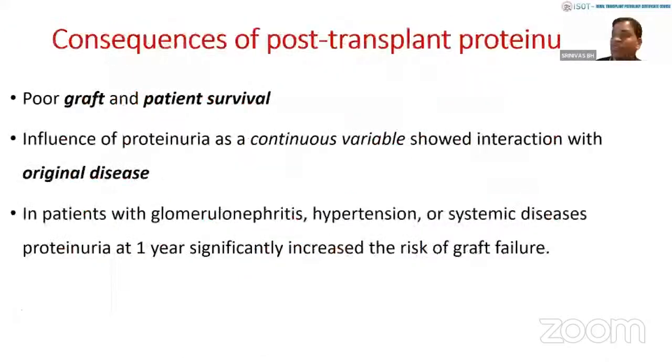There is also an influence of proteinuria showing interaction with the original disease. In patients with glomerulonephritis, hypertension, or systemic disease, proteinuria at 1 year systematically increases the risk of graft failure.